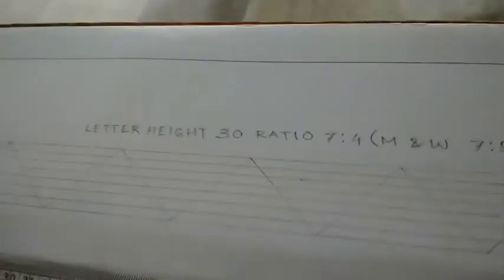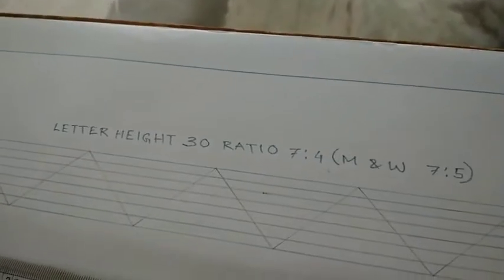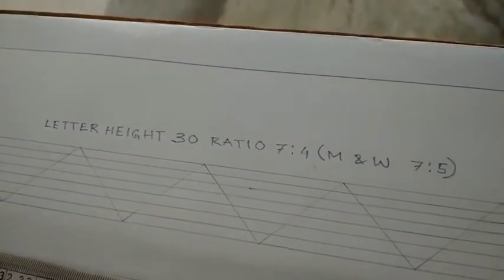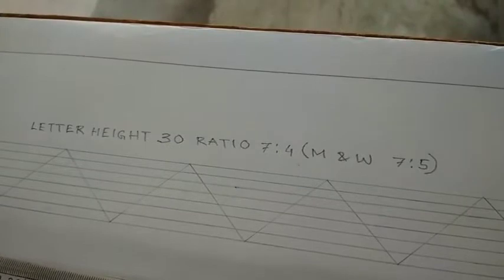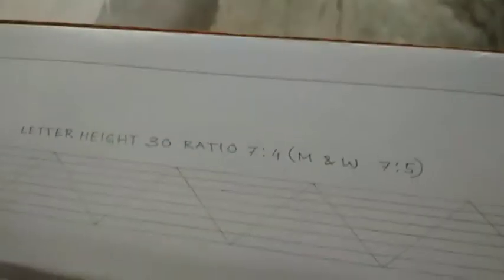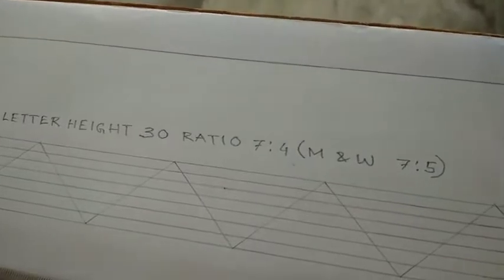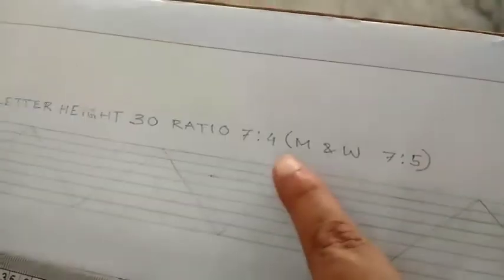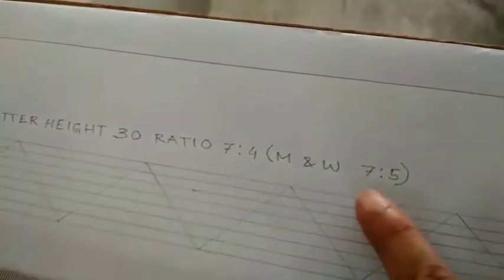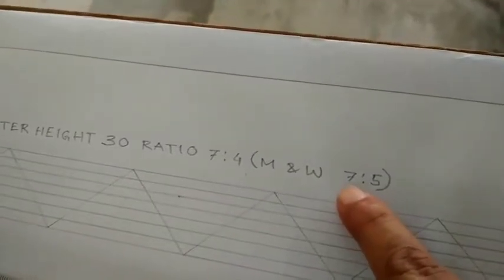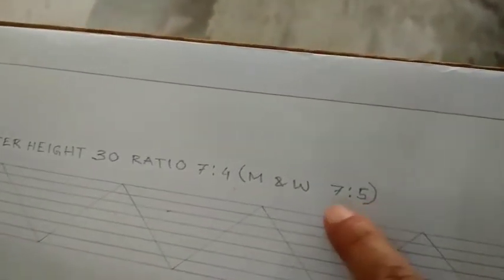So you can see over here the letter height will be 30 millimeter and the ratio of the letters would be 7:4. And for M and W, these are the special letters. We have to keep in mind the ratio of height to breadth should be 7:5.